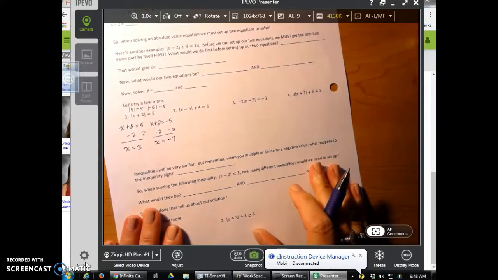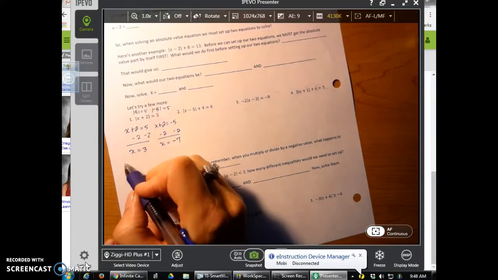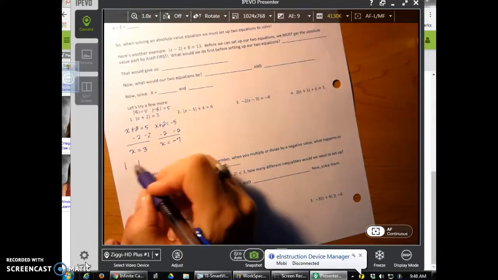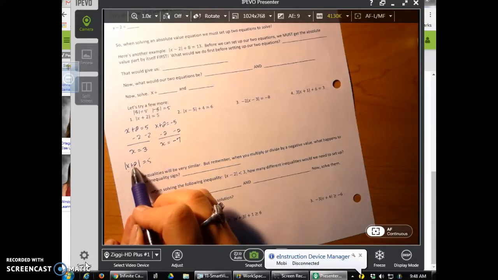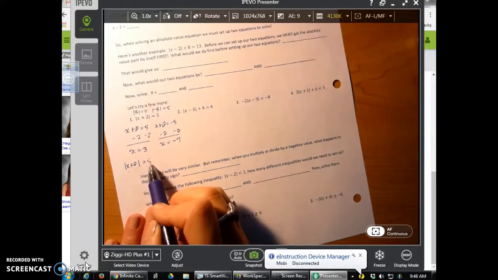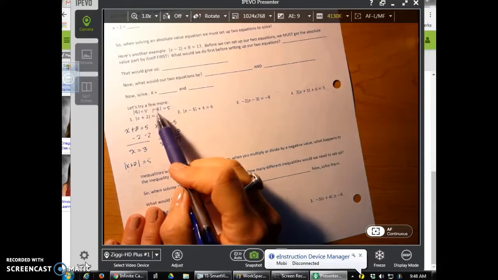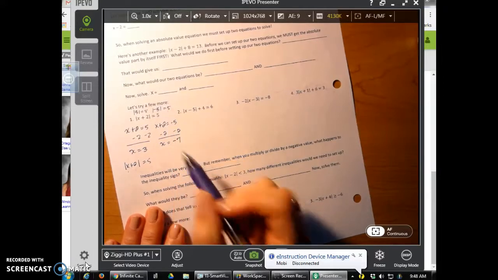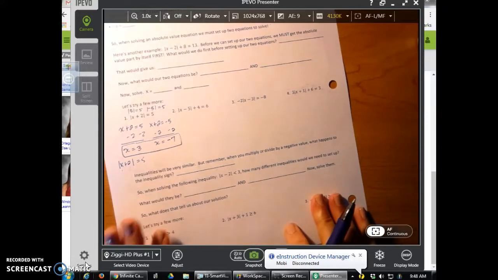Well, you may be wondering, how could that possibly be? Well, it's because if you go back to the original equation, x plus 2 equals 5, and plug in a 3, I get 5, and the absolute value of that obviously is 5. When I plug in a negative 7 plus 2, I get a negative 5. So that's this version right here. So both of these are solutions to this absolute value equation.